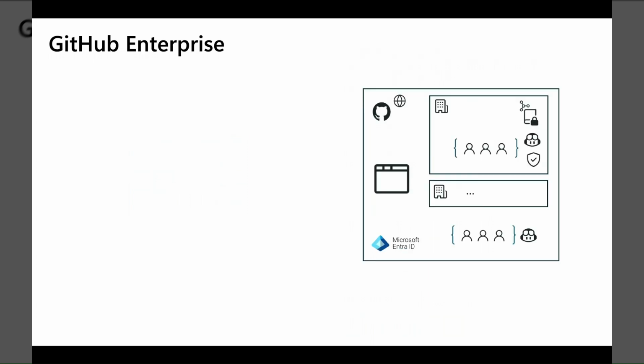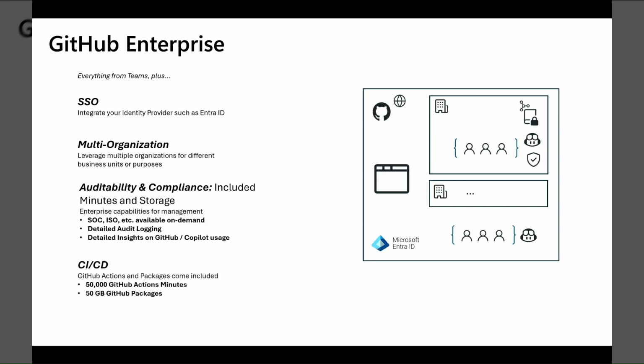GitHub Enterprise has all the exact same features as GitHub Teams. However, this is definitely for enterprises that have compliance or regulatory requirements. For example, single sign-on is going to be the primary value that you get from GitHub Enterprise, the ability to centralize your users in an identity provider and provision them to GitHub. As mentioned earlier, you have access to multiple organizations, and auditability and compliance become built in.